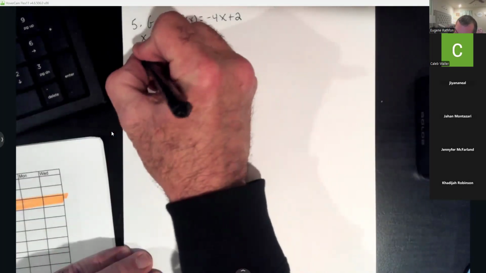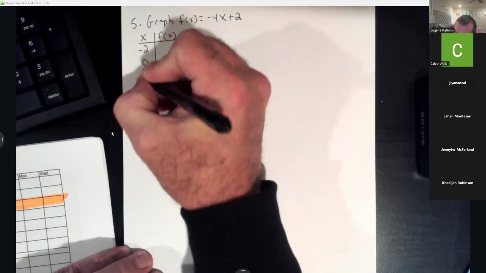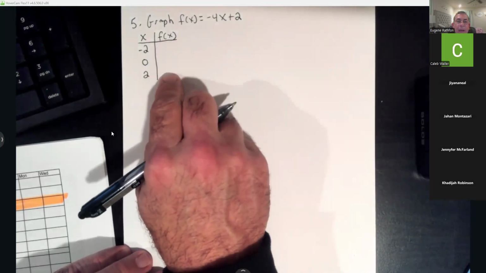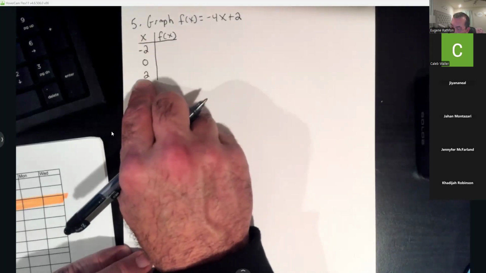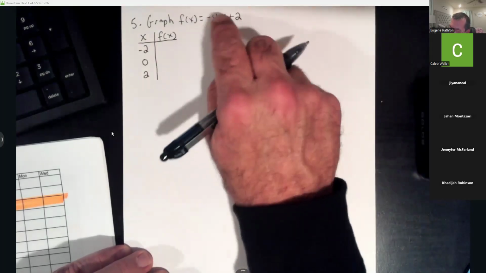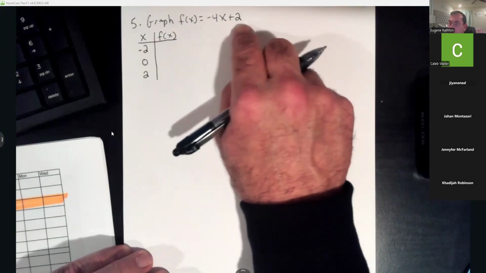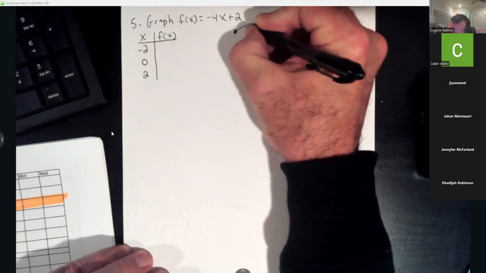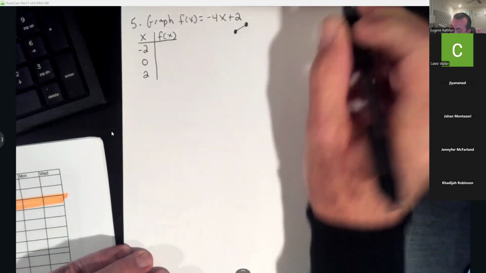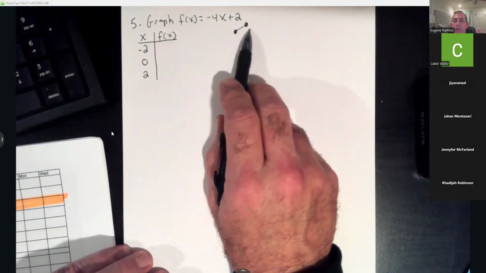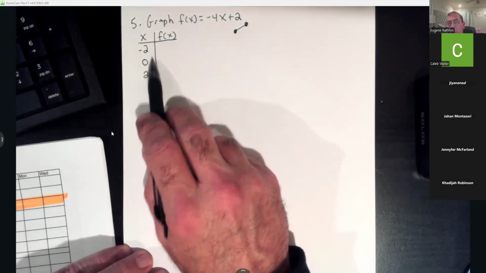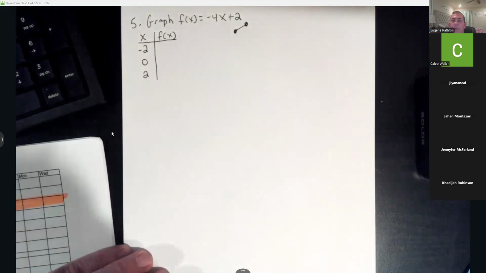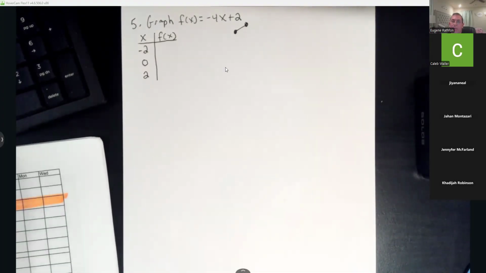So the numbers they're giving me are negative 2, 0, and 2. I got to find the 3 f of x values corresponding to those x's and then graph it. Now, this is a straight line. So in MATLAB, we're going to use the 2-point line tool. And we only got to plot 2 of these 3 points, okay? So you just pick the 2 that you find easiest and plot those.